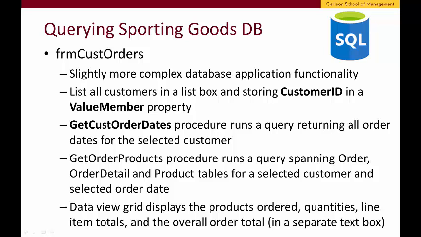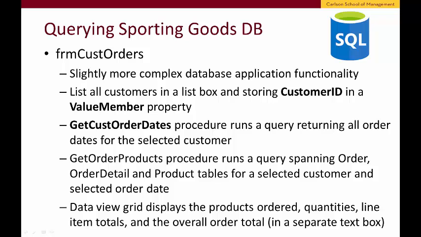So the objective is to list all the customers in the list box, storing customer ID in a value member property, just like we did before. Then we're going to use something called the get cust order dates procedure, where we'll retrieve all the order dates for a selected customer. Most customers will not place multiple orders on a single day, and even if they did, we could get the repeated dates and would not know which one was which in that case.